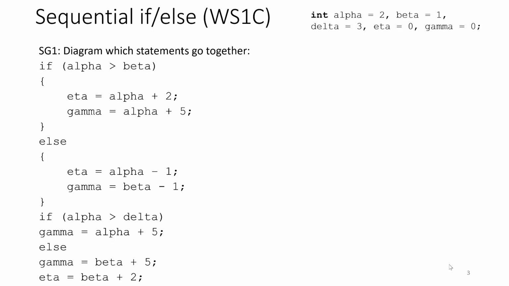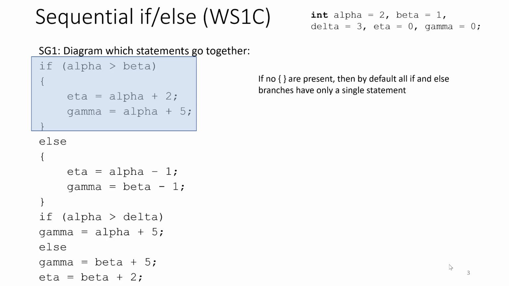Subgoal 1 is to diagram which statements go together. Here we do have curly braces, so the curly braces denote the beginning and end of the block for the if and the else statements. For the first if statement, if alpha is greater than beta, we have an open and closed curly brace indicating the beginning and end of the block. For the else, there is also an open and closed curly brace. That's the conclusion of that if-else statement.